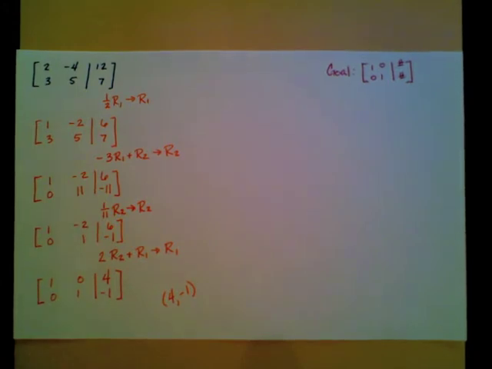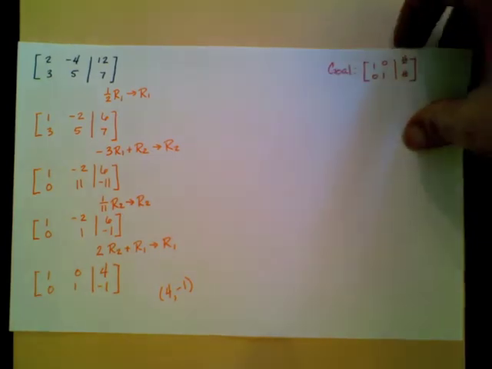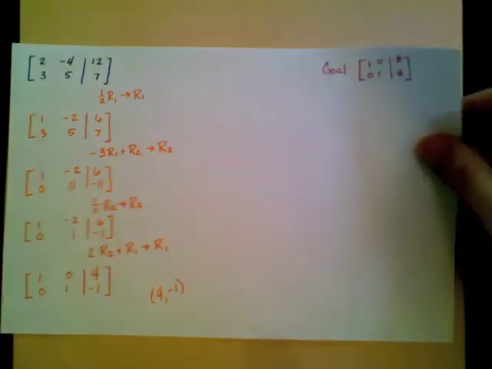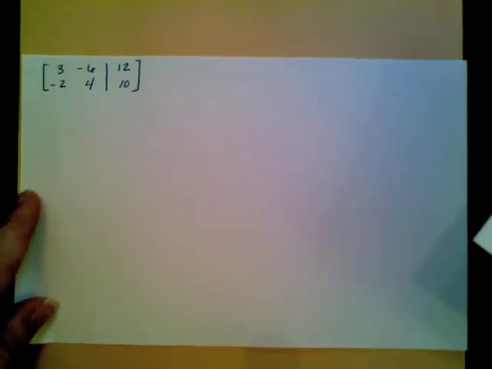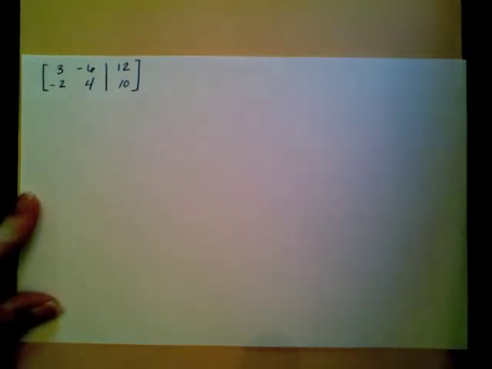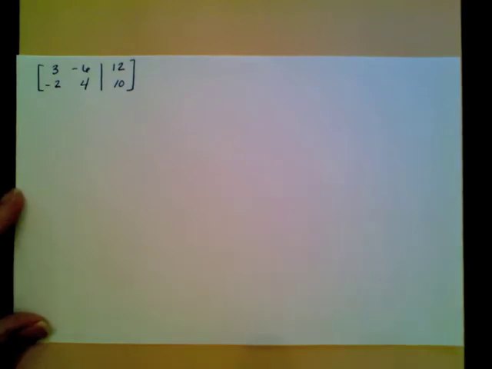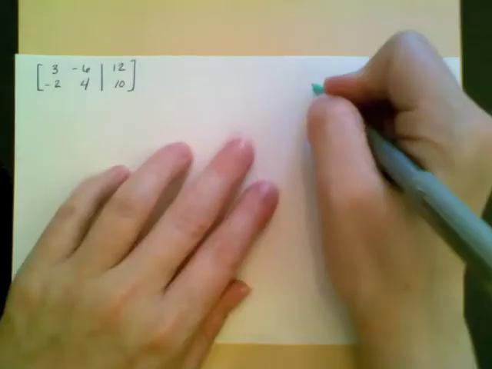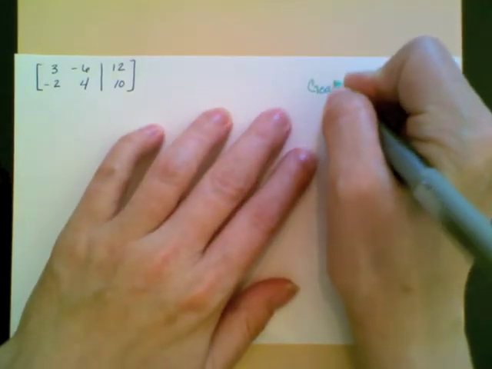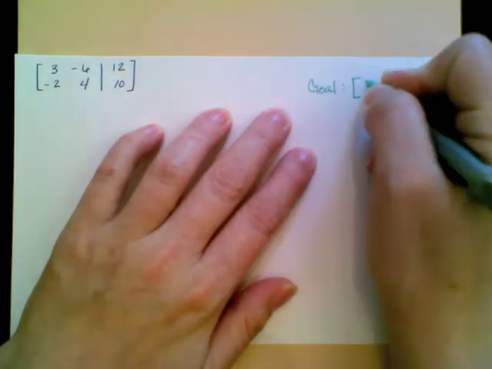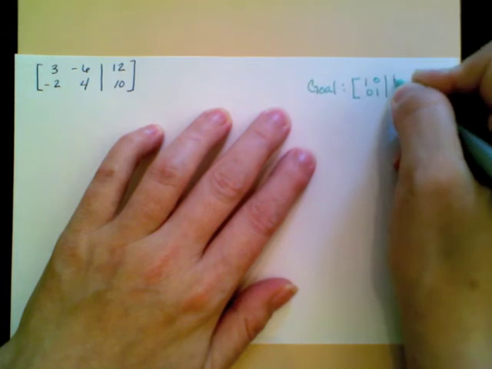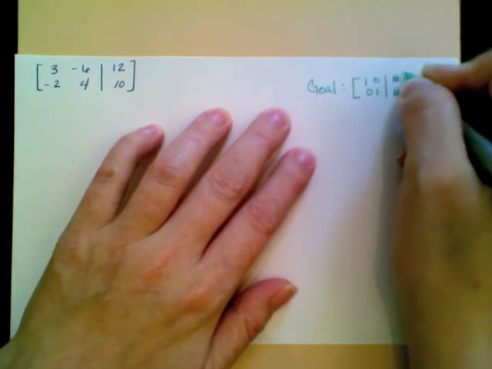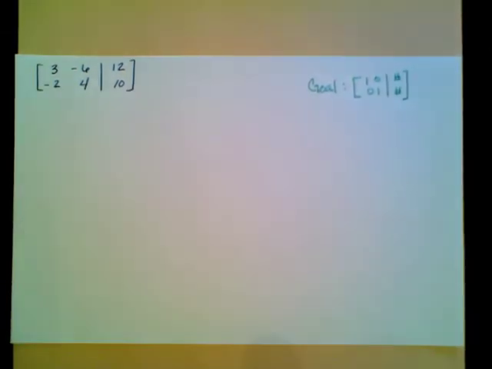All right, so I think that this next one is more different. That one had a lot of the same numbers, which was totally subconscious. Let's do another one. And again, I'm going to rewrite my goal form over here. My goal is to get ones along the principal diagonal, zeros everywhere else, and a column of numbers on the constant side.